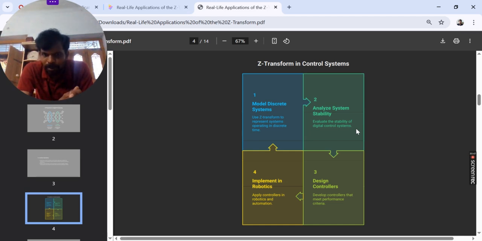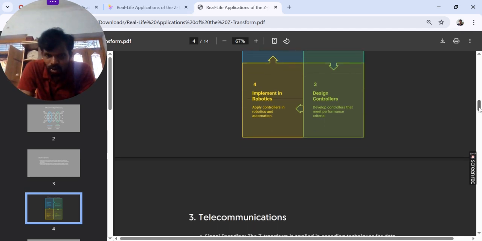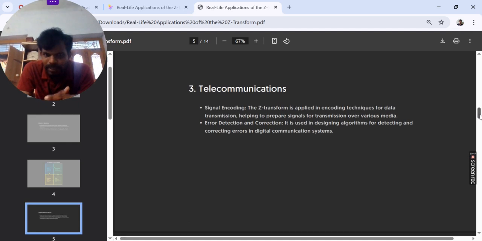And the fourth step, implement in robotics. In robotics also we are going to use a Z transform. And the third application of the Z transform is telecommunications. In telecommunications, for the purpose of signal encoding and error detection and correction, we are going to use a Z transform. The first one is signal encoding.